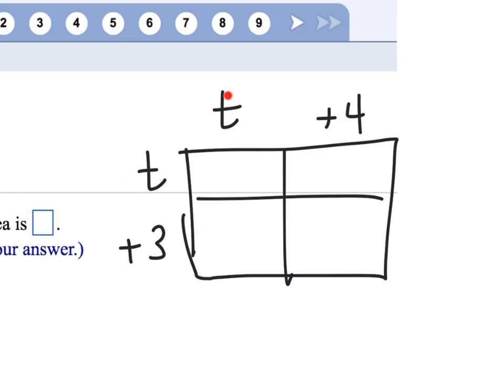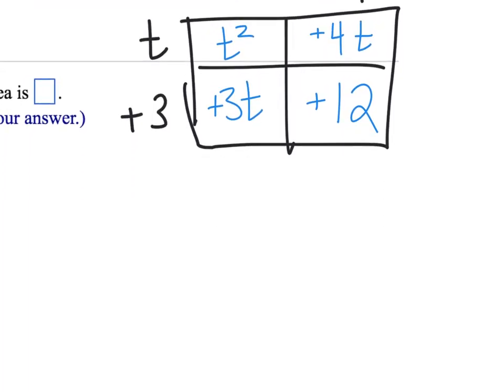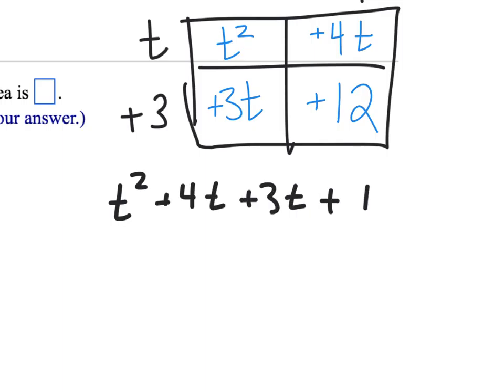I want you to think about, what is t times t? That's t squared. What is t times positive 4? That's positive 4t. Then what's down here? Positive 3 times t, kind of like your times tables chart, right? So that's going to be positive 3t. And over here, positive 3 times positive 4 gives you positive 12. So now you have these four terms: t squared plus 4t plus 3t plus 12.